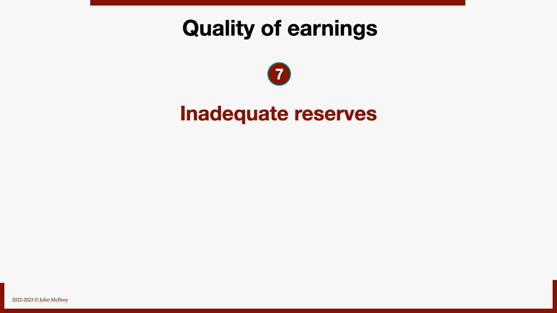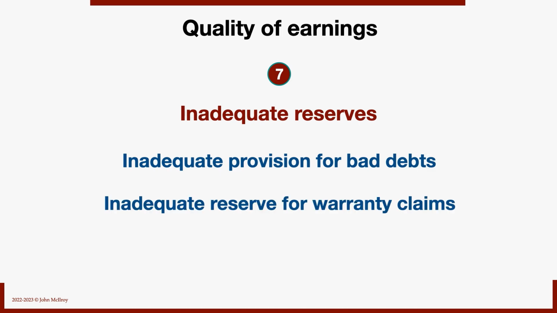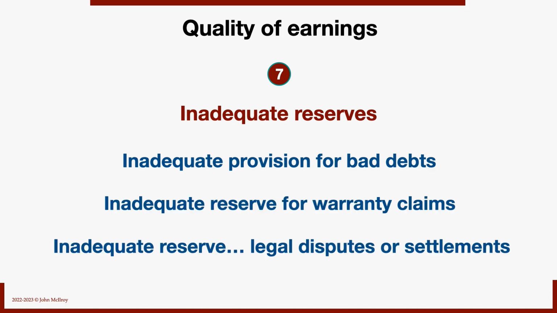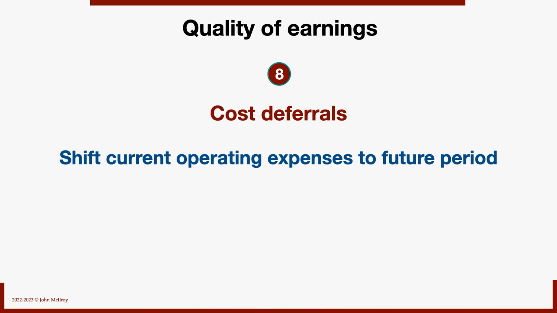Inadequate reserves, I've already mentioned this or touched on it. Inadequate provisions for bad debts, we let that get really thin because we want to try and goose our income in a specific period. Inadequate reserves for warranty claims, inadequate reserves for legal disputes and settlements, which are necessary in some kinds of businesses. Cost deferrals, where we shift current operating expenses to a future period.